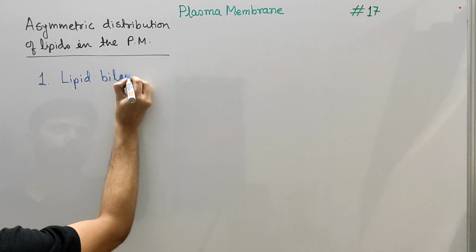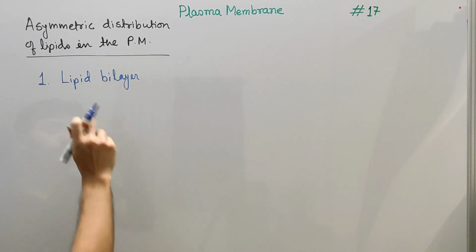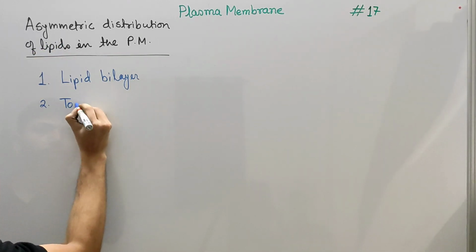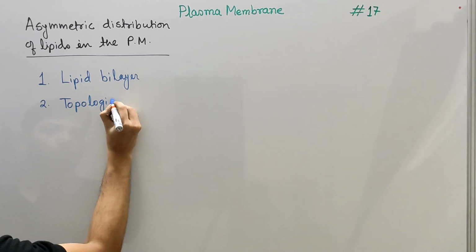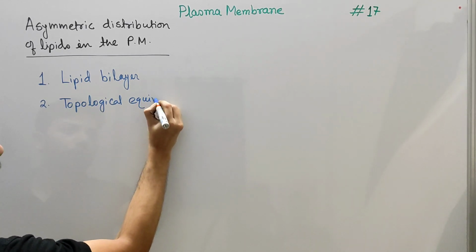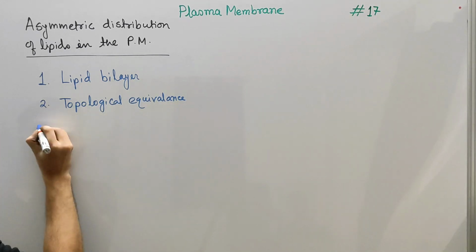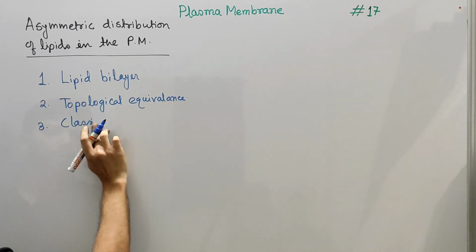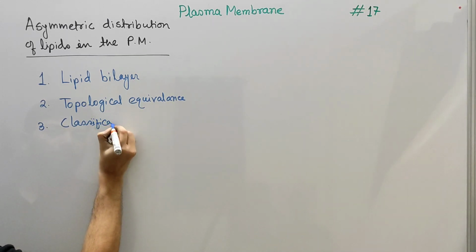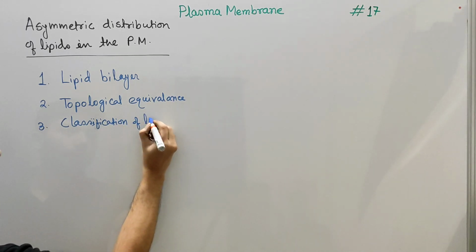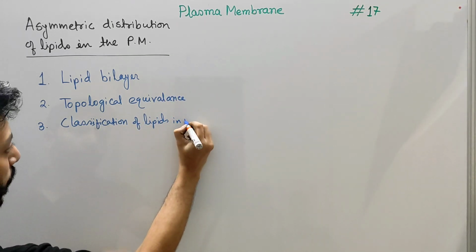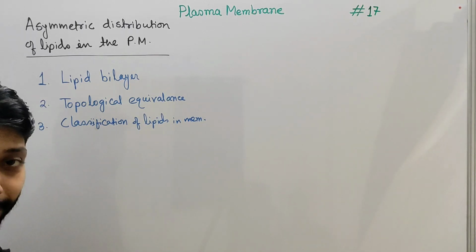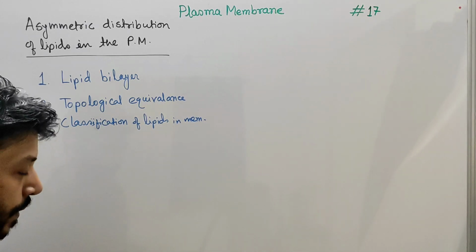Lipid bilayer. This is the first point we have to remember. Then we can understand asymmetric distributions. Then the second point is topological equivalence. And the third is classification of lipid molecules, classification of lipids in the plasma membrane or in the membrane. I have made separate videos on all these topics, but I will also explain here briefly.